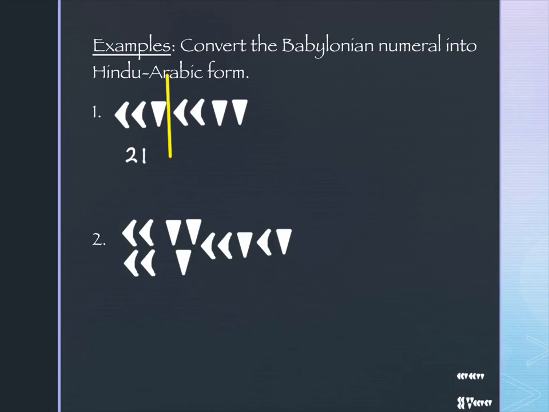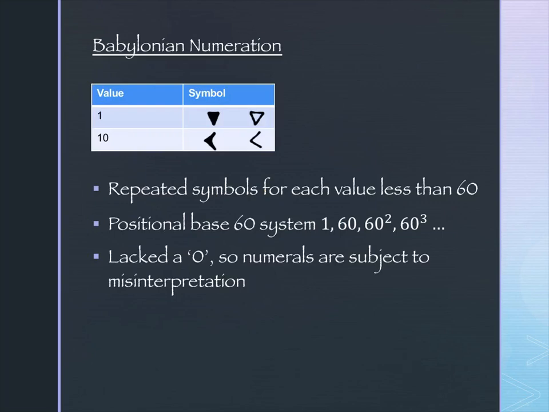Okay? How about after the yellow line? 22. It's 22. Now, this is not the number 2122. It's not. You can't just string them all together again. You have to take into consideration that they have base 60.